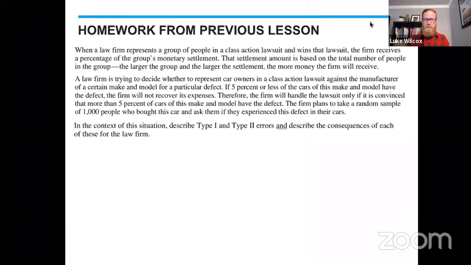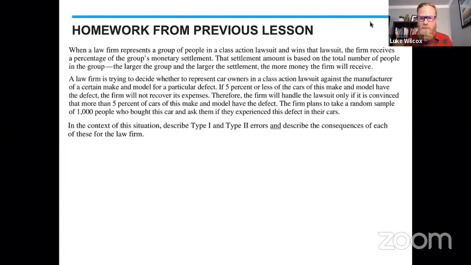Okay, we are going to start by checking in with the homework problem that Mr. Murphy gave you yesterday, which is going to be a great lead-in to what we talk about in today's lesson. So let's jump right in here. It says, when a law firm represents a group of people in a class action lawsuit and wins that lawsuit, the firm receives a percentage of the group's monetary settlement. That settlement amount is based on the total number of people in the group. The larger the group and the larger the settlement, the more money the firm will receive.